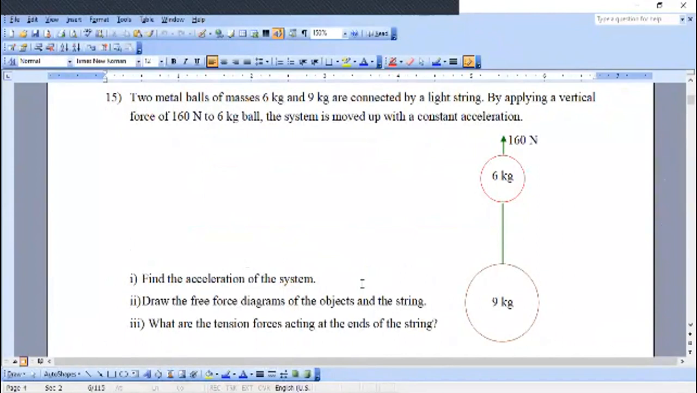Draw the free force diagrams of the objects and the string. The letters are blurred, sir. What are the tension forces acting at? Right, they asked us to draw the free force diagrams. Free force diagrams means we should draw all the forces acting on each object separately. Right, so now I'm going to discuss it. Look at the board carefully. I'll explain everything.